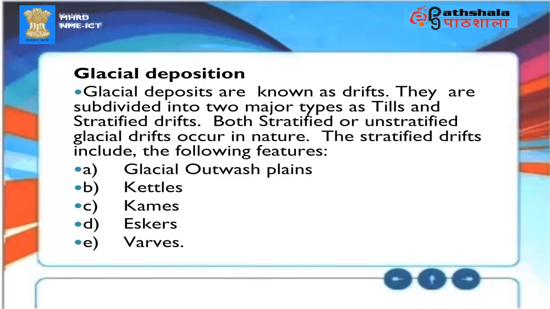Glacial deposition. Glacial deposits are known as drifts. They are subdivided into two major types as tills and stratified drifts. Both stratified and unstratified glacial drifts occur in nature. The stratified drifts include the following features: glacial outwash plains, kettles, kames, eskers, varves.